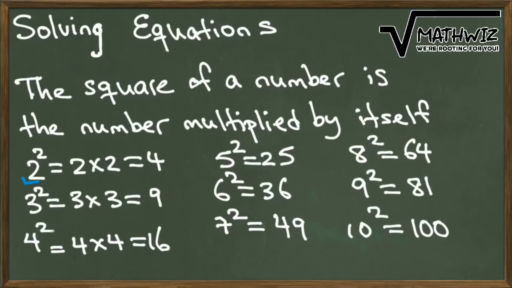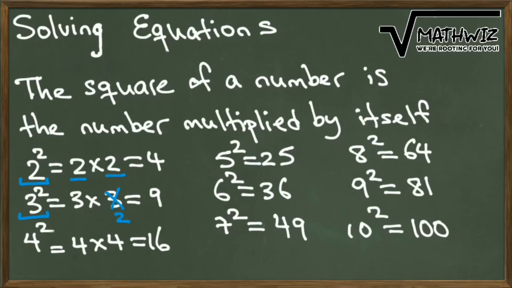So 2 squared, and the squared is identified by having this small 2 up the top, right? So if you notice, for all of them, that is there. That is what lets me know that I'm finding the square of a number. So to find 2 squared, that is simply 2 times 2, so the number multiplied by itself, and I get 4.